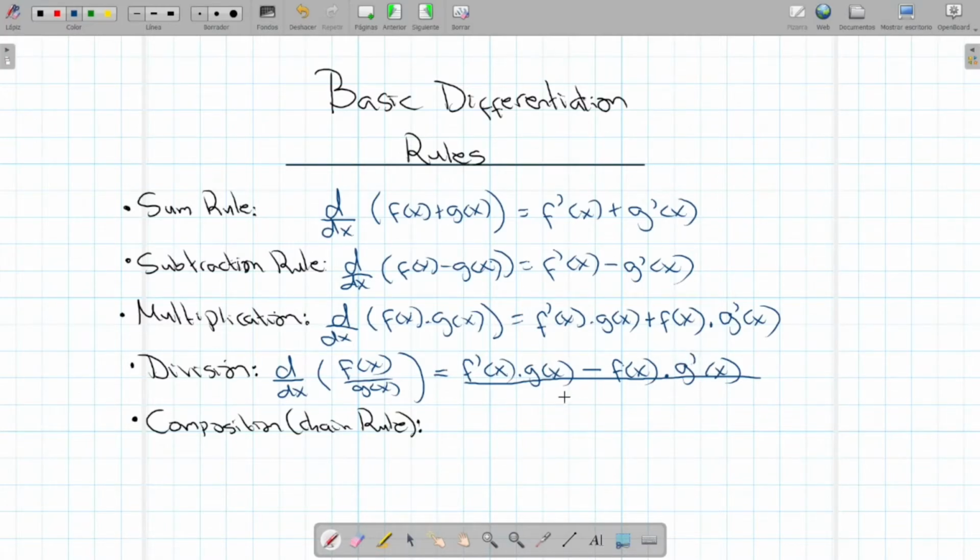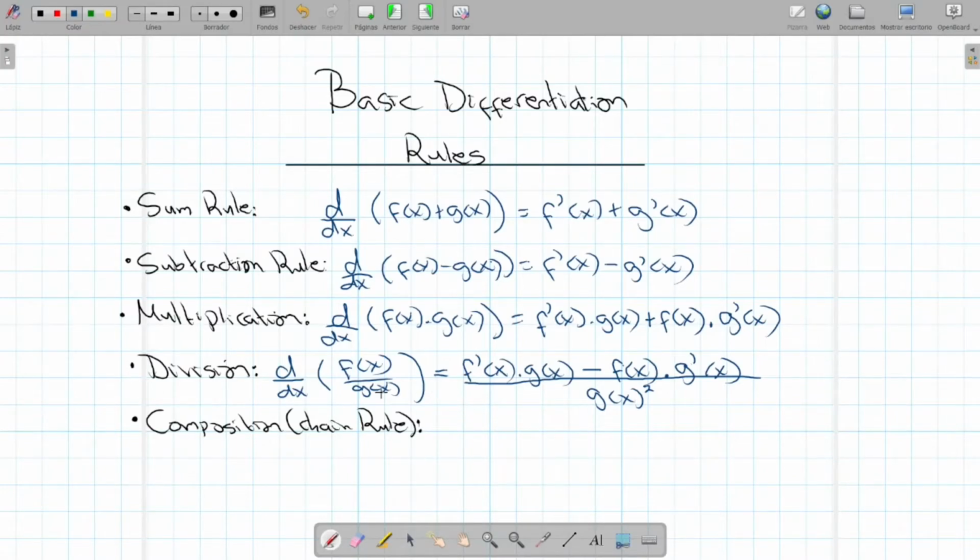All that divided by the denominator to the power of 2, denominator squared. So, as you see, the top part is like the multiplication. It's the derivative of the first one multiplied by the second one without doing the derivative, minus the first one times the derivative of the second one, divided by the denominator squared.